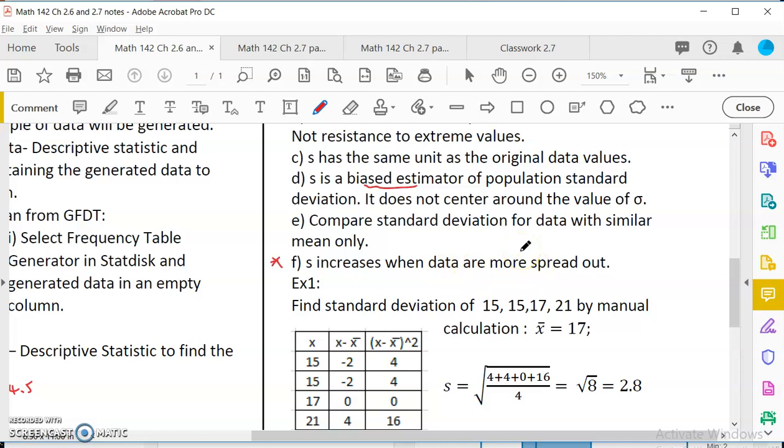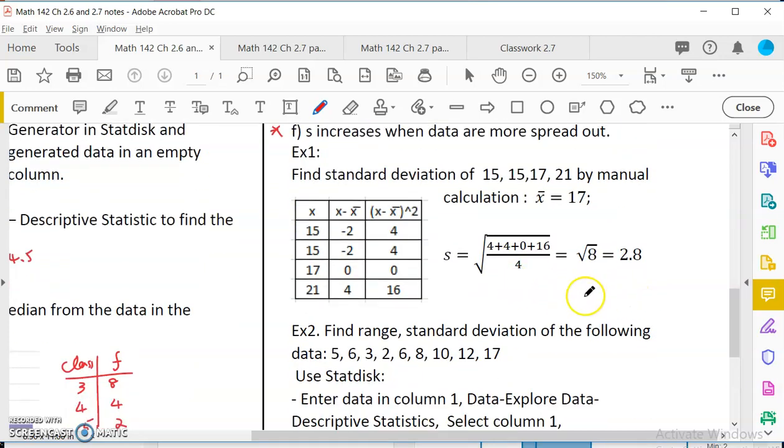Okay, so I'm going to do a standard deviation hand calculation so you can get a feeling as to how to calculate standard deviation by hand. So usually we would list the x values: 15, 15, 17, 21.